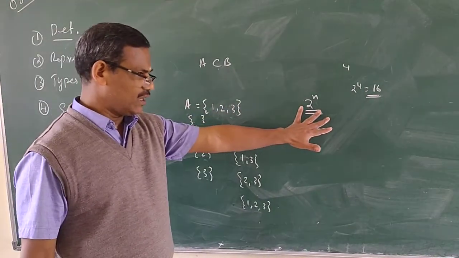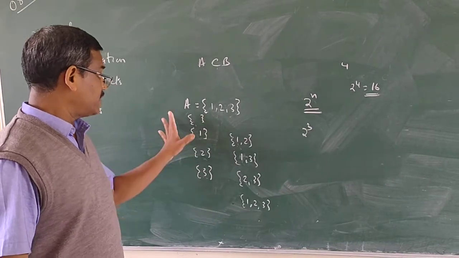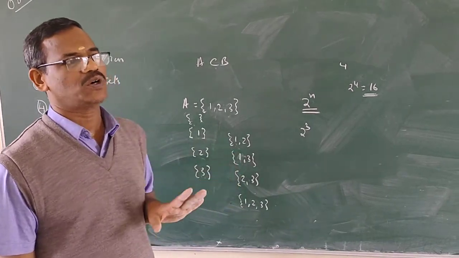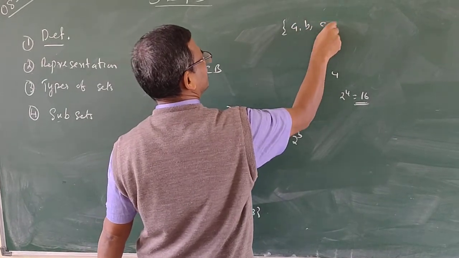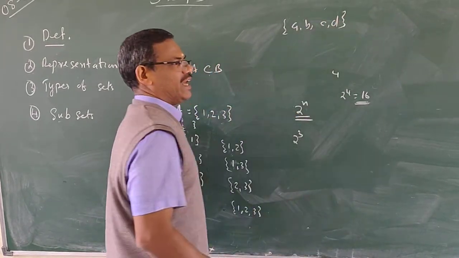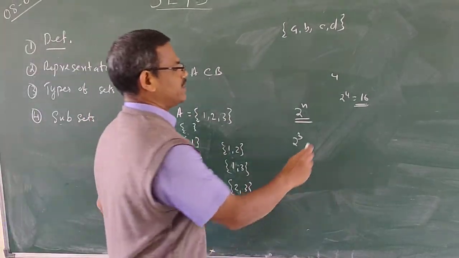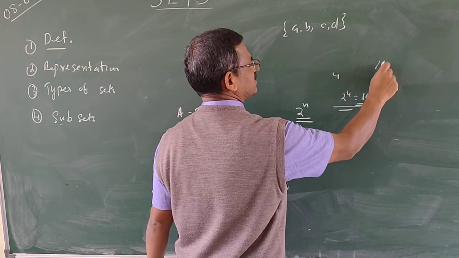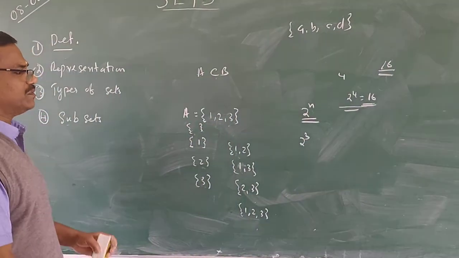Always you must remember that formula, because by remembering it you can verify whether you have listed out all the subsets or not. When I give a set like A, B, C, D, there are 4 elements, and I ask you to write all the subsets, then by knowing this formula, you know that there are 16 subsets. So you should have 16 subsets in the answer.